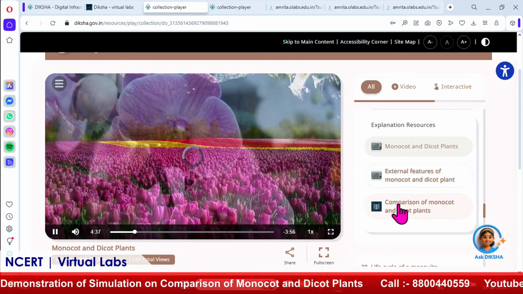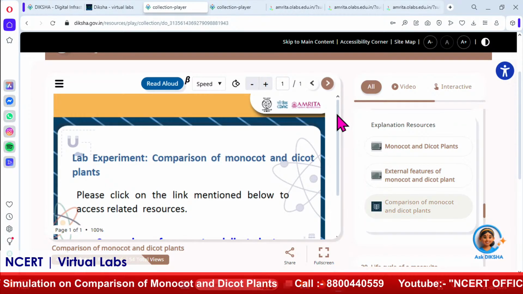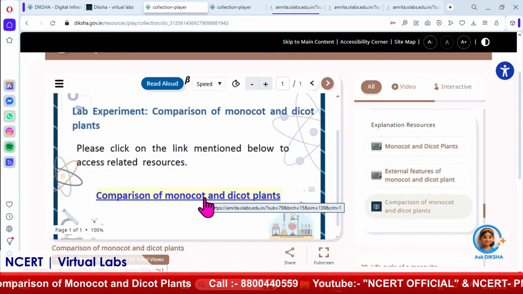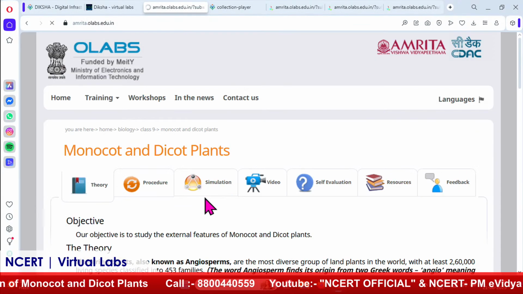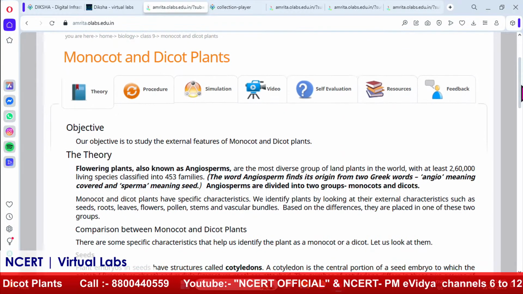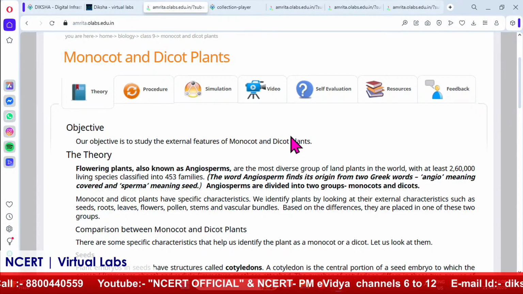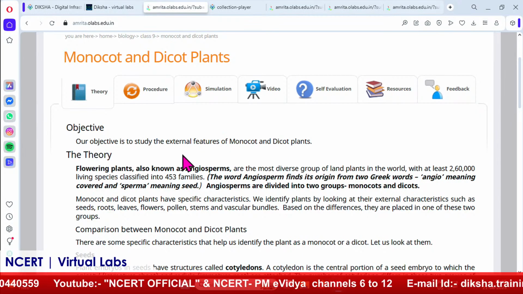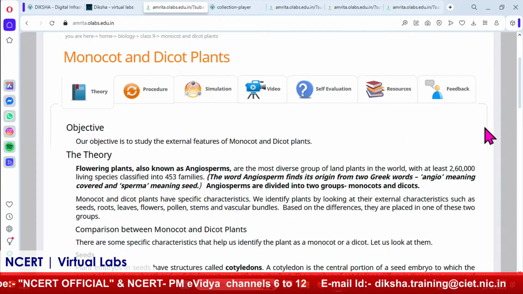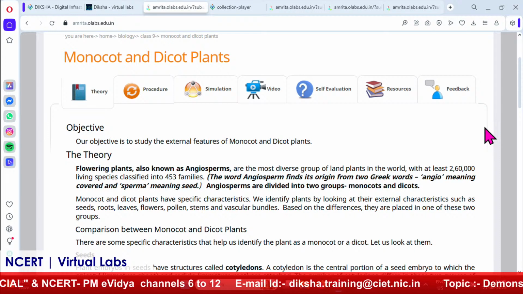If the internet is slow, then this buffering will be observed. We are going forward, and here you have this link. You have to click on this link to reach the other resources. We are going to watch a video here also, that's why I jumped onto the next resource on the previous page. So this is how we have navigated to the virtual lab resources.